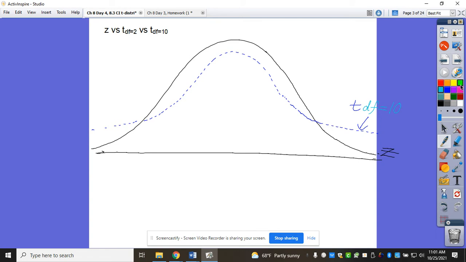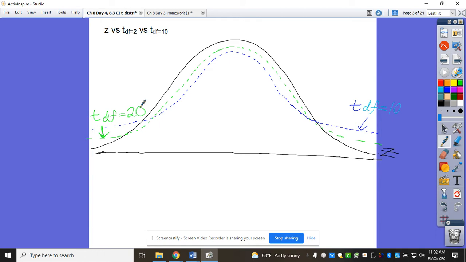Now, if I switch and use degrees of freedom of 20, I'm going to be somewhere in between. I'm going to be somewhere in between out here, and I'm going to be somewhere in between through here. I didn't say much yet. I just said it's in between out here and in between in the middle.